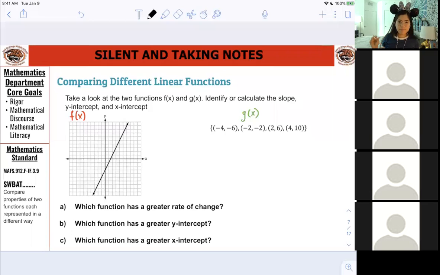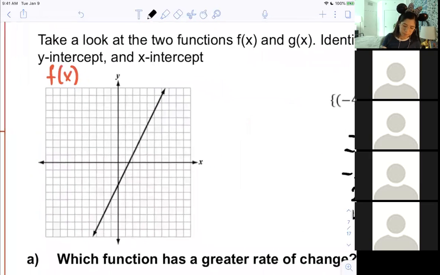Put them in like a table. Yeah, let's put them in a table because we know how to handle tables. Tables are easy. So I'm just copying these points down. I have -4, -6; -2, -2; 2, 6; and 4, 10. I just made a table to make it easier. And I still have to do all the same things. I need to figure out the rate of change, the y-intercept, and the x-intercept. So let's start with my table.